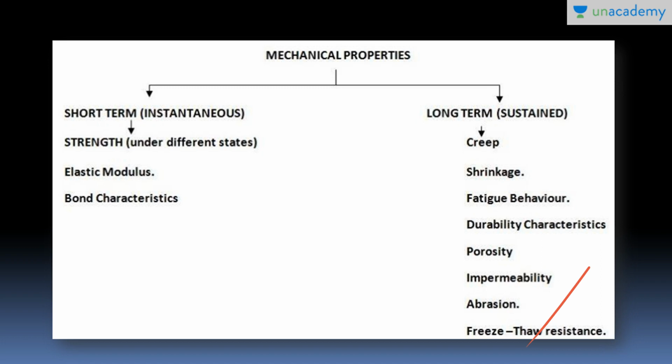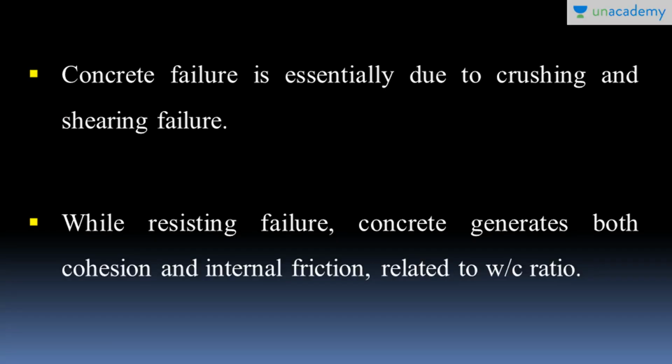See next slide. We have seen the strength and some of the important points. Now the failure in concrete is another phenomenon that we have seen in a lot of cases. Concrete failure is essentially due to crushing and shearing failure. This is not about the factors but how it does fail, that is by crushing or by shearing. In short, the mechanics of failure in concrete is quite a complex phenomenon to explain. It requires a lot of in-depth studies and concepts.